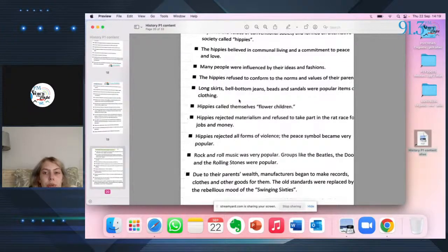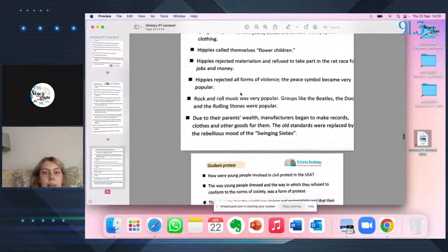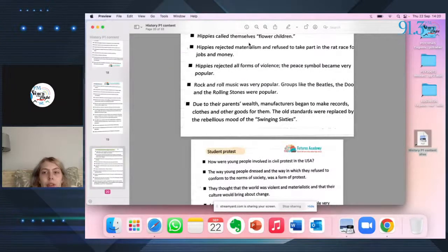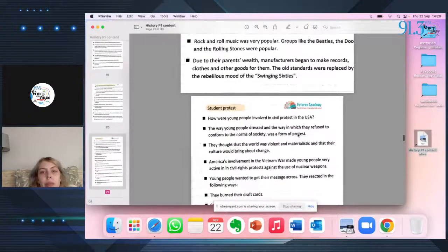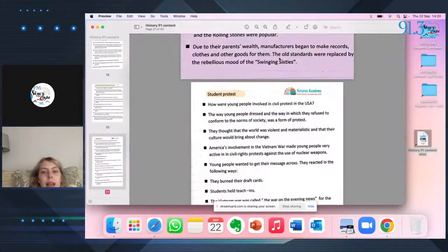The hippies refused to conform to the norms and the values of their parents. Long skirts, bell-bottom jeans, beads, and sandals were popular items of clothing. Hippies called themselves flower children, and they rejected materialism and refused to take part in the rat race for jobs and money. Hippies rejected all forms of violence, and the peace symbol became very popular. Rock and roll music was also very popular, for example, the Beatles and the Rolling Stones. Due to their parents' wealth, manufacturers began to make records, clothes, and other goods for them. The old standards were replaced by the rebellious mood of the swinging 60s.